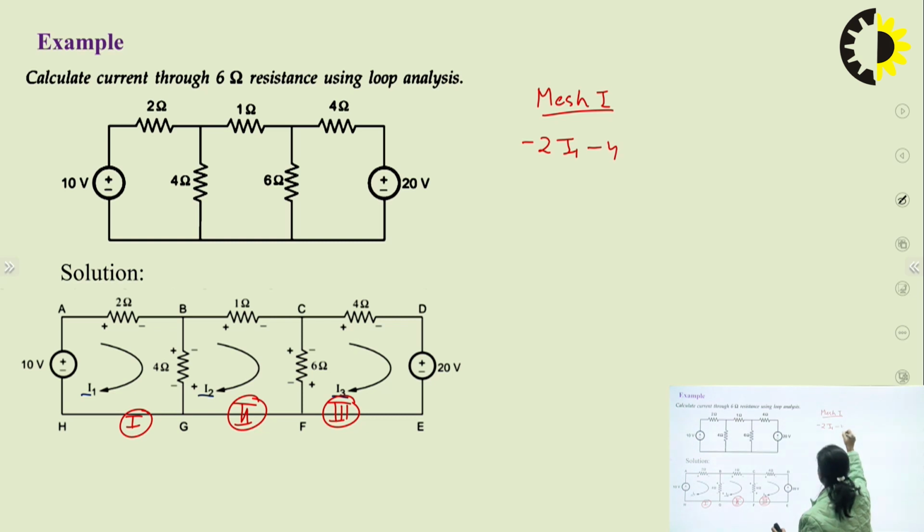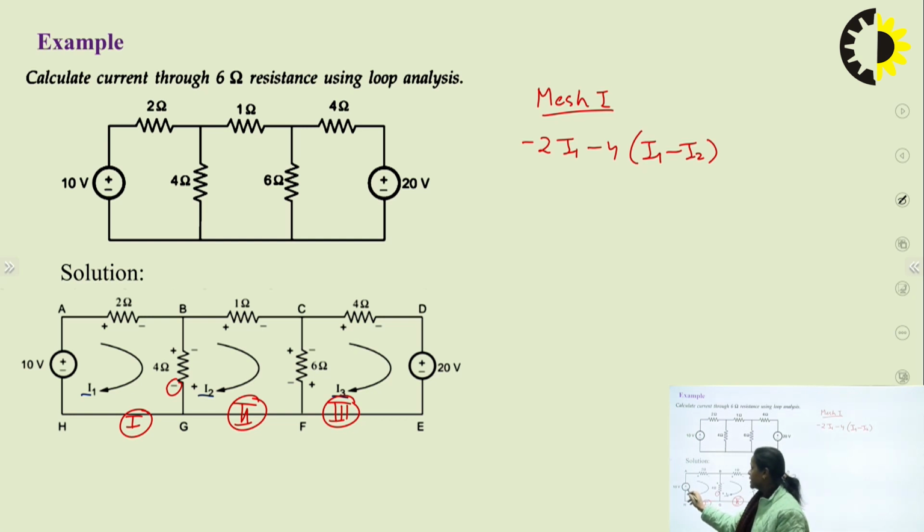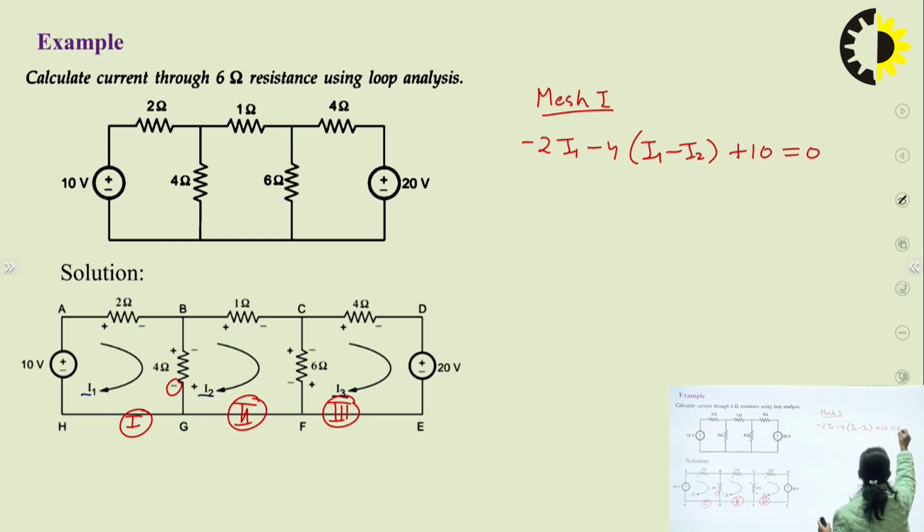So minus 4, we are going towards the drop, right? In this loop, we are going towards the drop. So we will write minus 4 and I will write I1 minus I2. And now coming to the voltage source, here we can see we are going towards the rise. So we will write plus 10 and this is equal to 0. According to KVL, this will be equal to 0. So this is the equation for mesh 1.